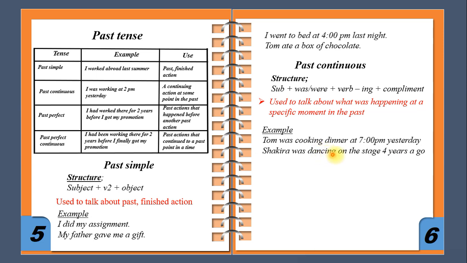Shakira was dancing on the stage for his girl. So Shakira is the subject of the sentence, and dancing is the verb-ing, and on the stage for his girl is a complement. So, what was Shakira doing on the stage for his girl? She was dancing. This is a past continuous tense.